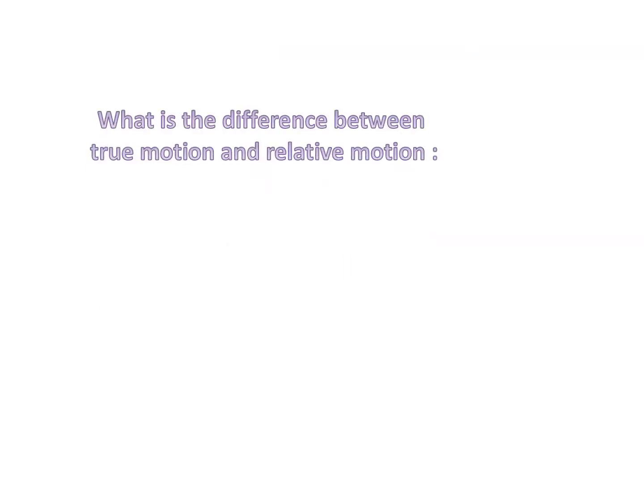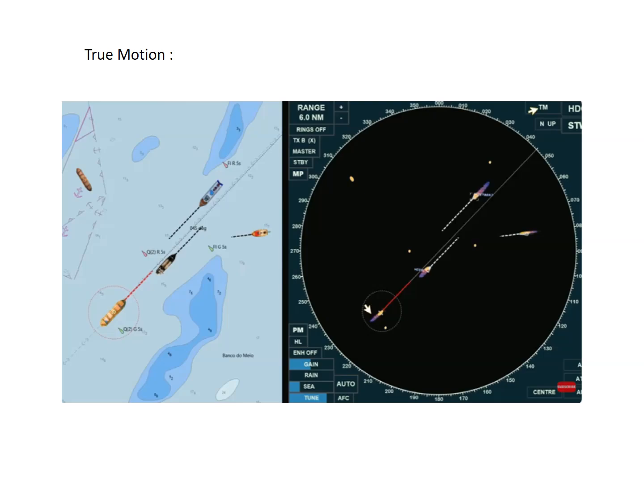Let's compare true motion and relative motion to see how each method affects the way targets and your ship appear on the radar display. True motion displays your ship moving on the radar according to its real course and speed over the Earth. Land, buoys, and other ships appear in their true geographic positions, making it easier to understand actual traffic movement.